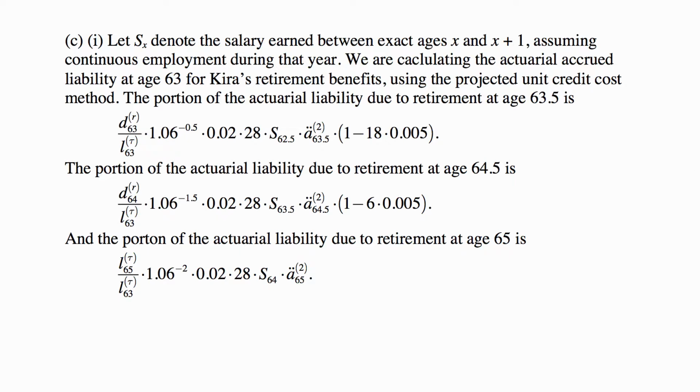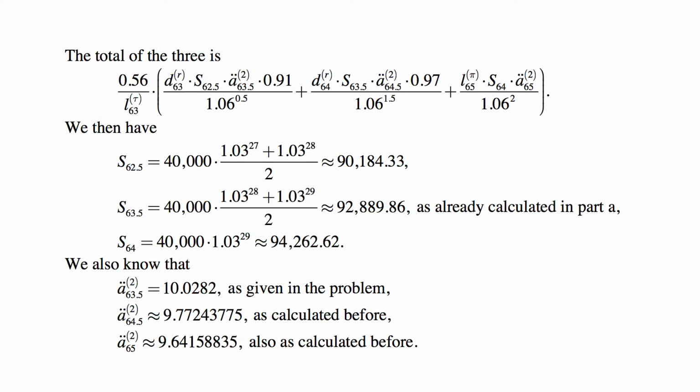Now you might ask why we're using the salary from age 64, and the answer is because now she retires at exact age 65, so the last year of earnings is a whole year of earnings with the salary from age 64. There is no adjusting for half a year in this year and half a year in another year. It's all that age salary. So the total of the three can be written as you see here.